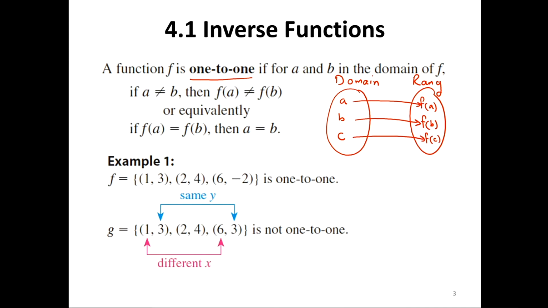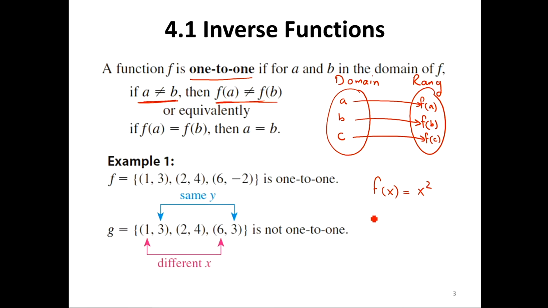So we cannot find a and b different but f(a) equal f(b). So the main condition for one-to-one function: if a and b are different, not equal, then f(a) and f(b) must be different also. Okay, some examples for non-one-to-one function.